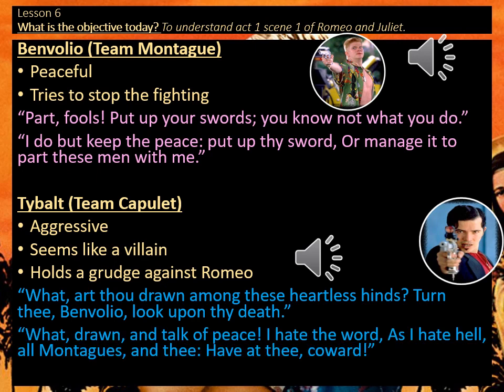"What? Drawn and talk of peace? I hate the word, as I hate hell, all Montagues, and thee. Have at thee, coward." So he cannot let go of his hatred, and he keeps the fight going. He has no interest in putting his sword down or in peace.